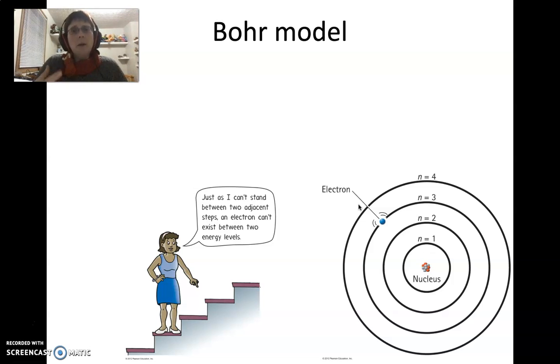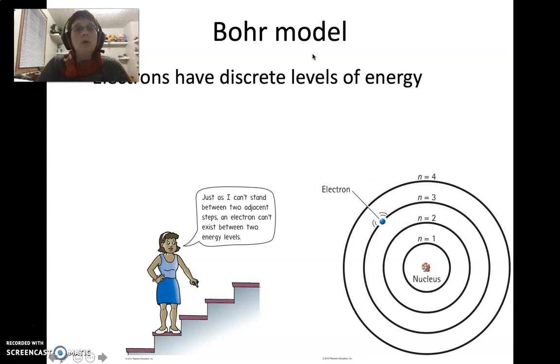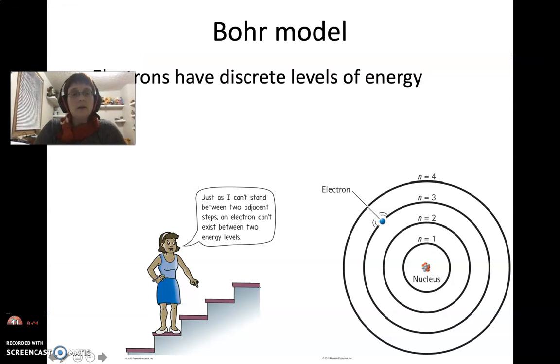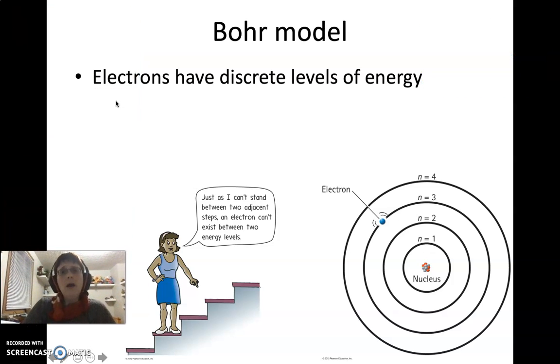So from this idea, we get the actual Bohr model. So the idea of the model is that you've got these electrons. When they get hit by photons, they jump levels. When they lose that energy, they drop back down. And so what the Bohr model shows is that electrons have what we call discrete levels of energy.